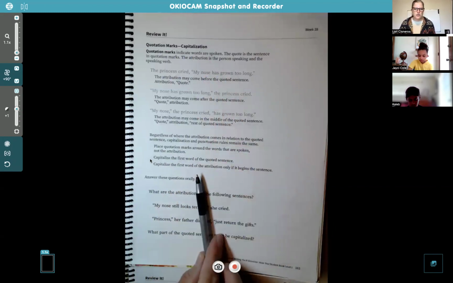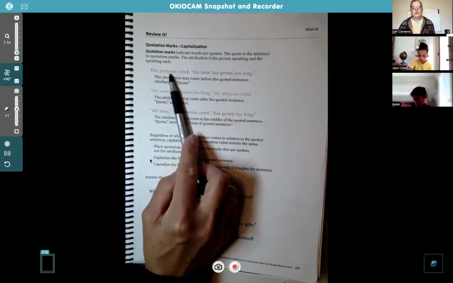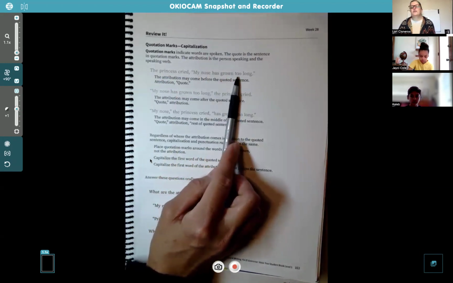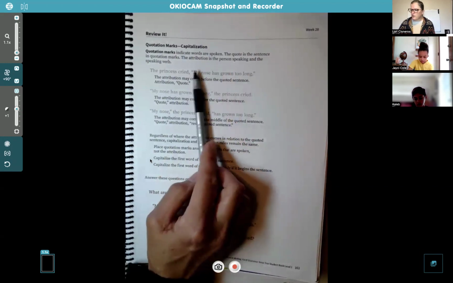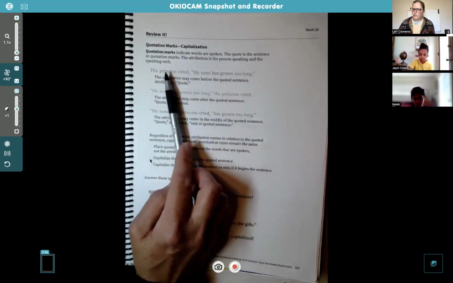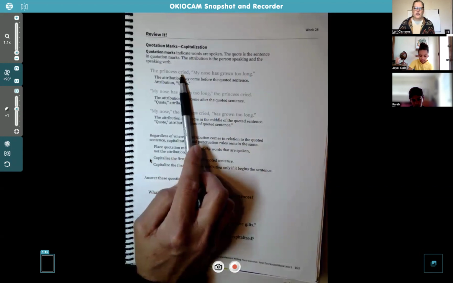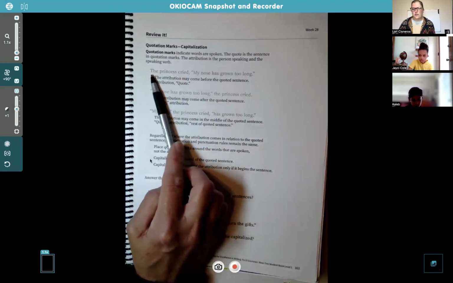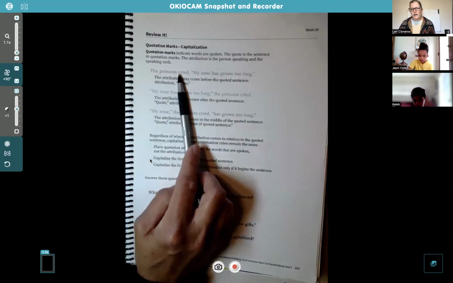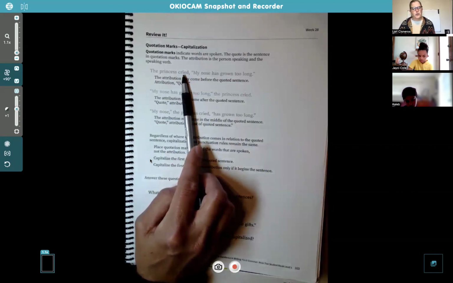So we have a bunch of examples here. The first one says, "The princess cried, 'My nose has grown too long.'" You can see the quotation marks here. That's what she says. But back here, "the princess cried," that's called the attribution. And notice "the" is capitalized because it's the first word in the sentence in the attribution. And then "cried" is telling how she said it. And this kind of cry is not like a boo-hoo, I'm sad cry. It's more like a yelling out, because sometimes we use the word cried when somebody yells something.